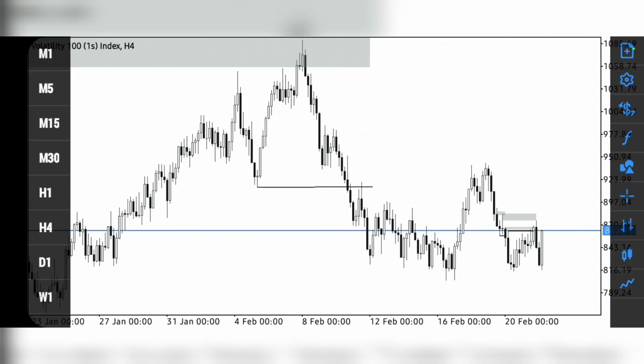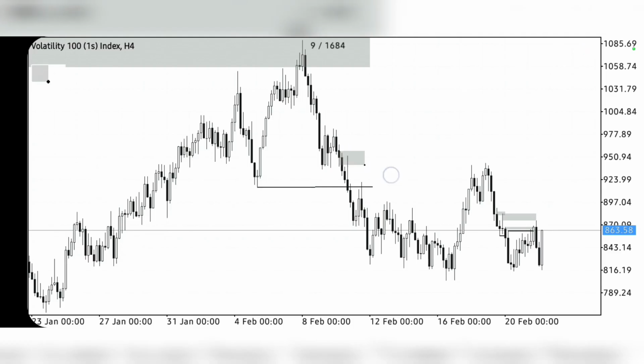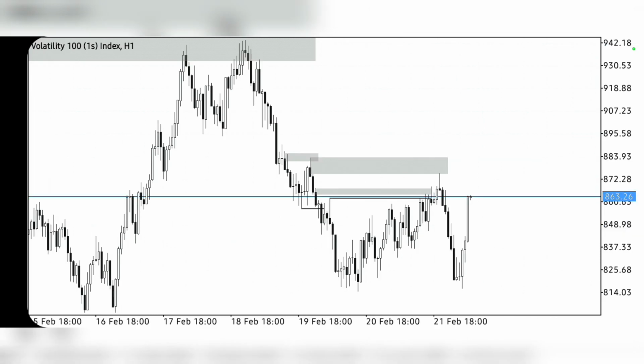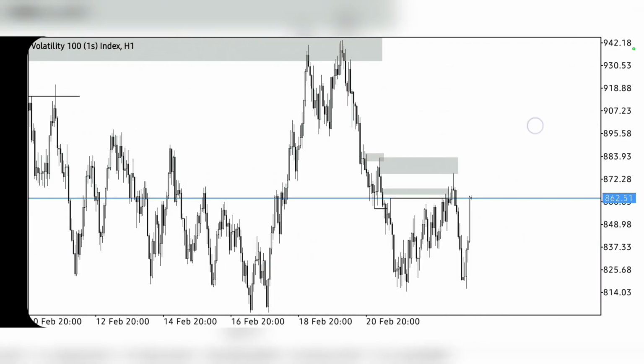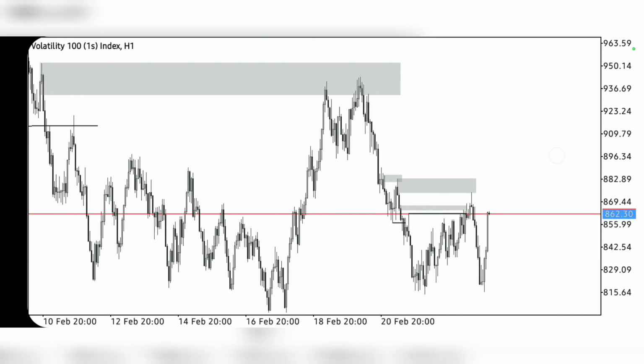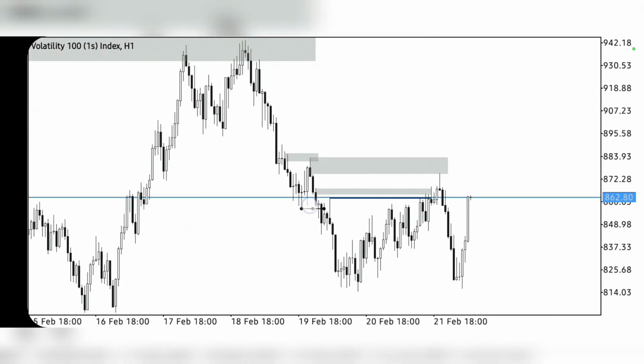And the market eventually came back into the internal structure of this first BMS, the first break of structure. So I'm just going to follow the move of the market. So going to the 1 hour time frame, when the market got to that POI, it gave me a break of structure to the downside. There was a break of structure to the downside here.